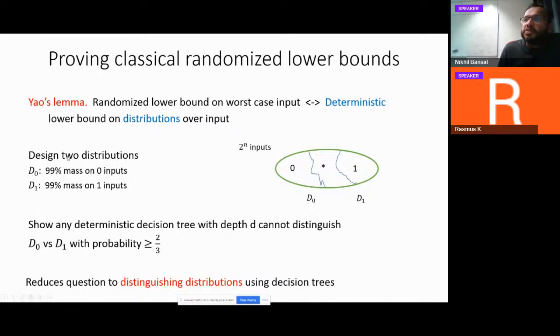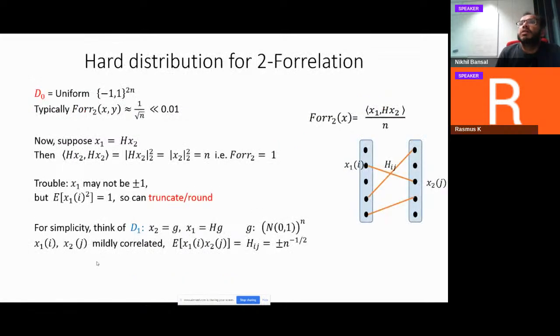So let's see what we have accomplished. If you could figure out how to design these distributions D0 and D1, then it's really about showing that any deterministic decision tree cannot distinguish between them with few queries. Ultimately, this allows you to boil down this question to separating two distributions. Okay, good.